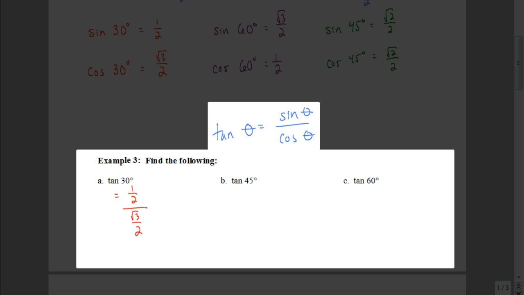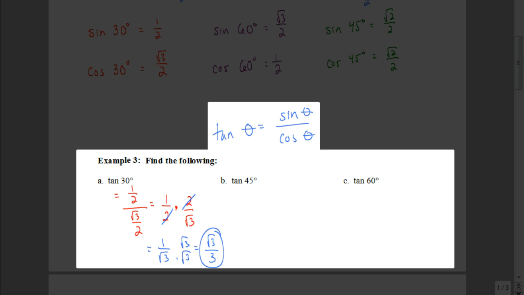Well, we can't leave it like this. This is really ugly. We can never have a fraction inside of another fraction. So we have to simplify this. It's a very simple process once you know what to do. All we have to do is take the numerator, 1/2, times the reciprocal of the denominator, which would be 2 over square root of 3. Now the 2's would cancel out, leaving us with 1 over the square root of 3. Multiply the top and bottom by square root of 3, and we get square root of 3 over 3. So the tangent of 30 degrees is simply the square root of 3 over 3.